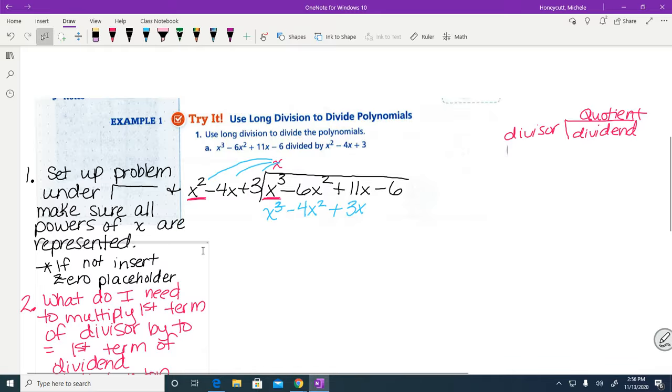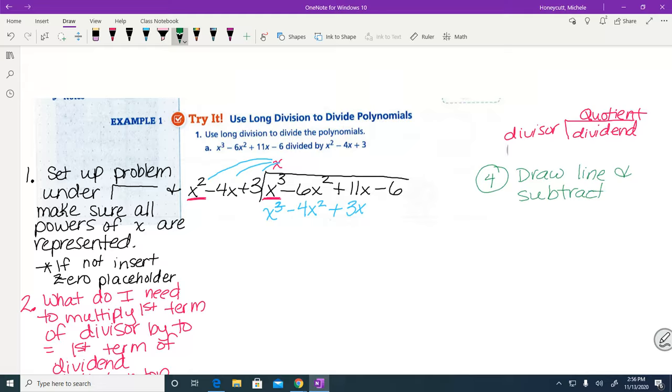That was step 3. Step 4, which I need to end up writing over here, is going to be to draw a line and subtract. You have to be careful with your subtraction here. This is where most people make their mistakes. So draw a line, you're going to subtract every term, which means you're going to change every symbol. That's probably the safest way to subtract so you don't miss any signs.